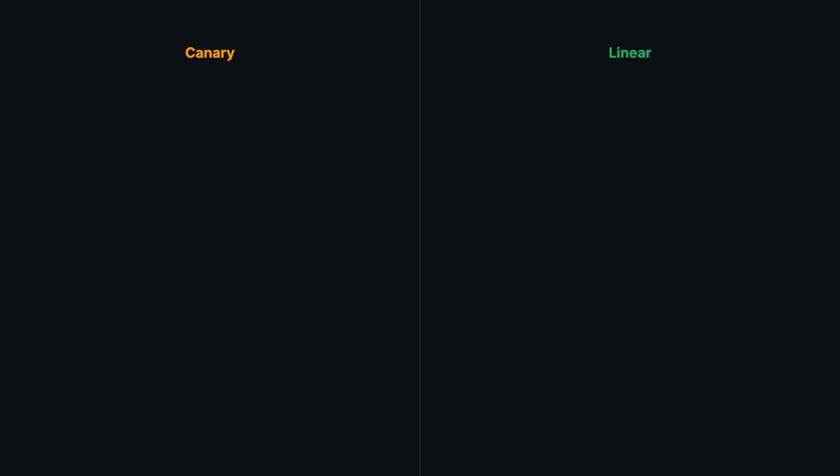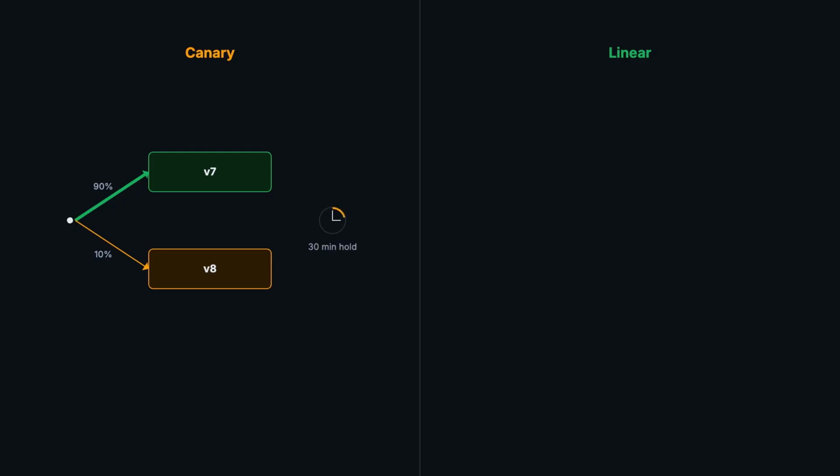Two strategies for shifting traffic between versions. On the left, canary. You just send 10% of traffic to the new version. Then you hold and watch the metrics. Most teams set this somewhere between 5 and 30 minutes, depending on their traffic volume. If everything looks good, full cutover, all traffic on the new version.